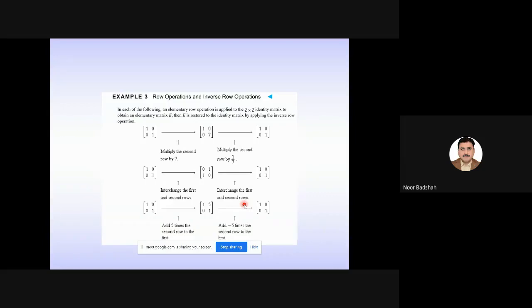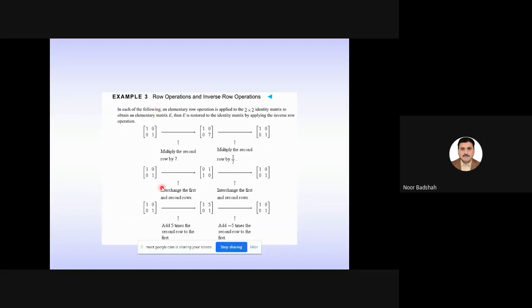These are some examples. Take 1 0 0 1, multiplying the second row by 7 to get an elementary matrix, and then dividing the second row by 7 to get the identity matrix again. So this is the process to get an elementary matrix, and then you get the same thing.